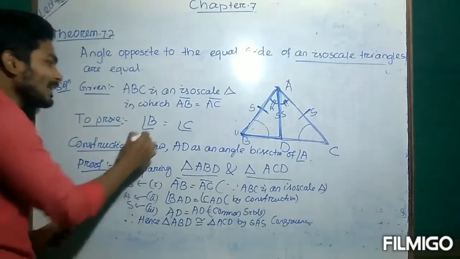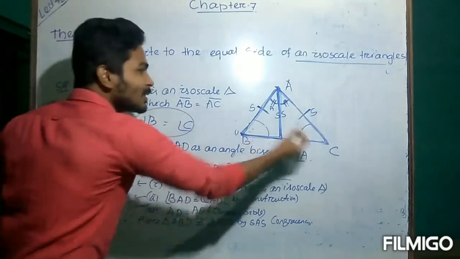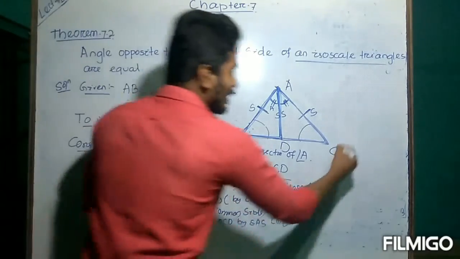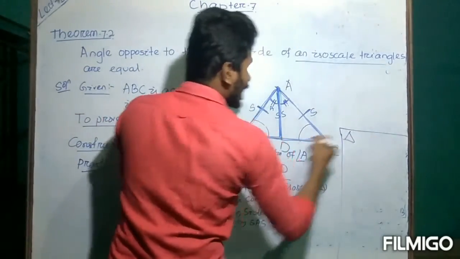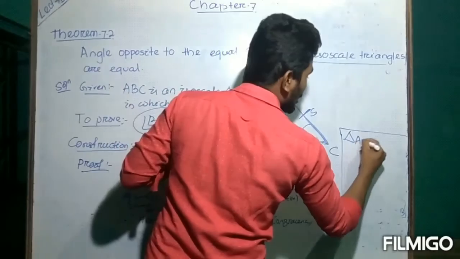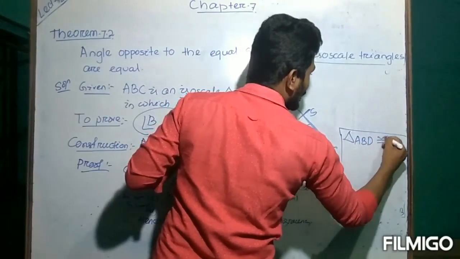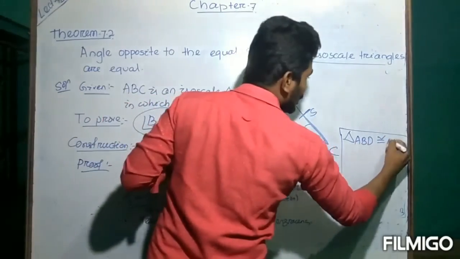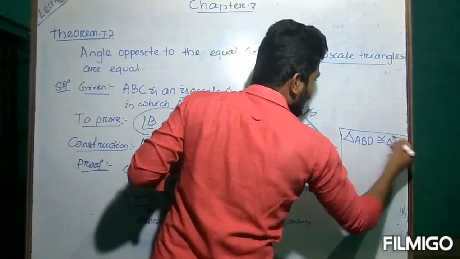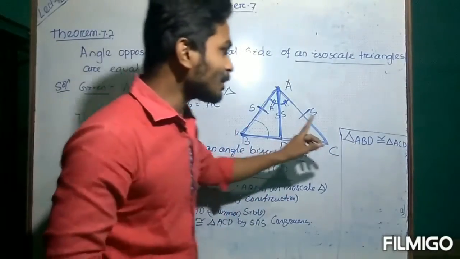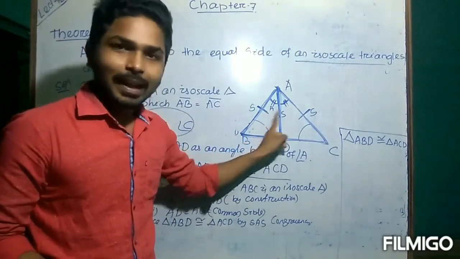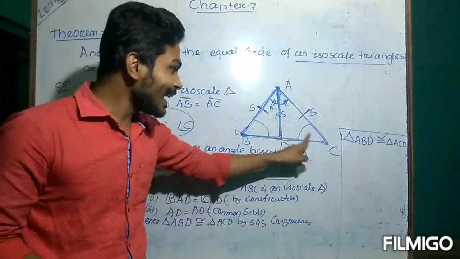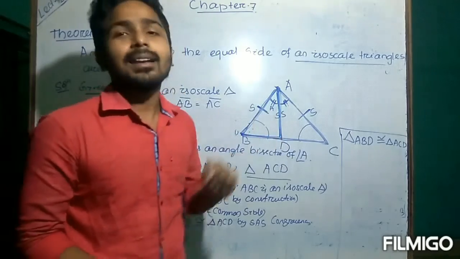Okay? But what do we need to prove? We need to prove that angle B is equal to angle C. How? See, since we have proved triangle ABD is congruent to triangle ACD, we have proved it recently. So now remember axiom number 7.2. According to axiom 7.2, if two triangles are congruent, then their angles must be equal.